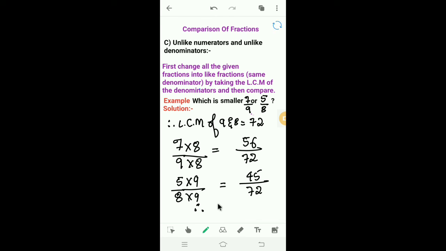Therefore, 45 by 72 is smaller than 56 by 72, as 45 is smaller than 56. Therefore, 45 by 72 is smaller than 56 by 72.